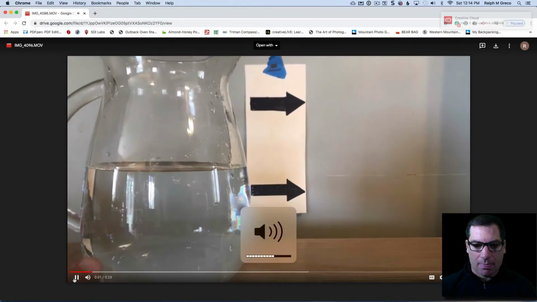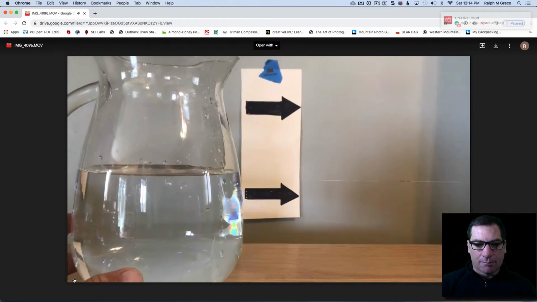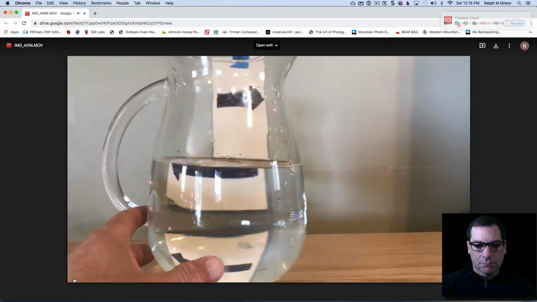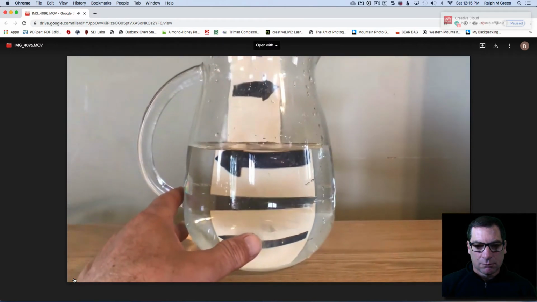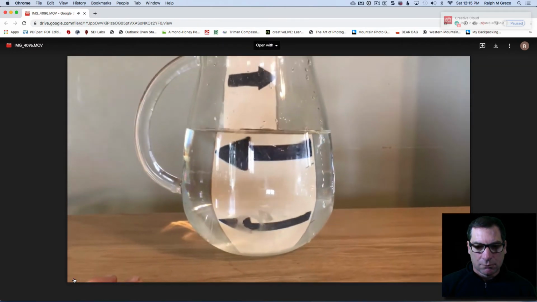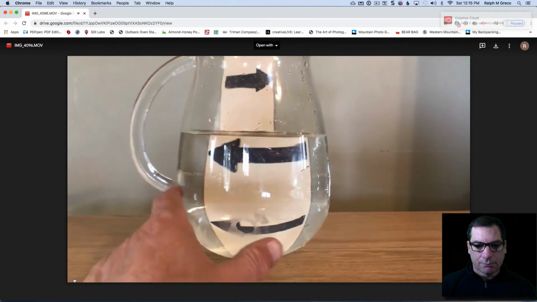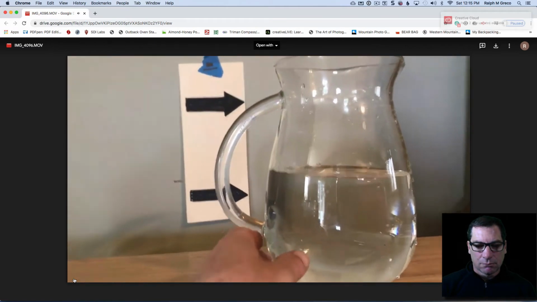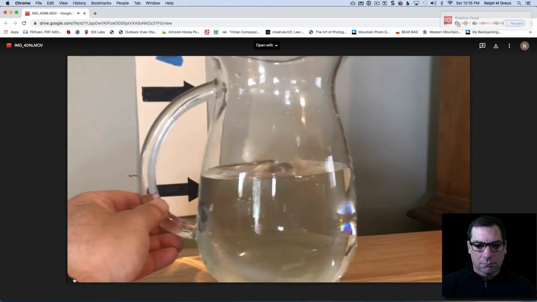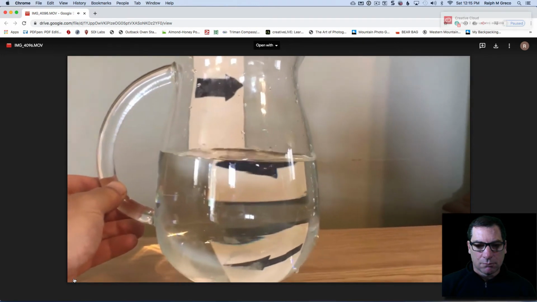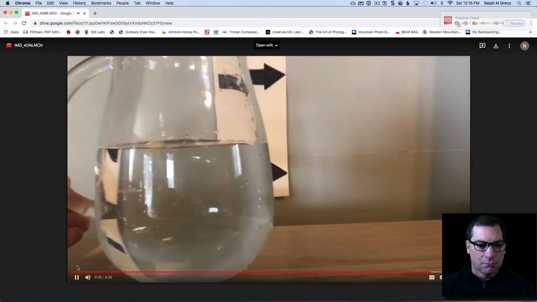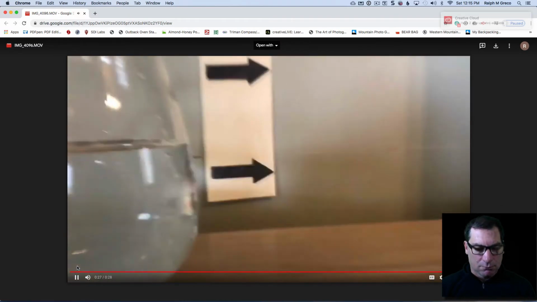Two arrows pointing in the same direction, pitcher of water. Watch what happens when I slide the pitcher in front. Watch the bottom arrow. The bottom arrow now has switched direction, as you can see. And then of course I'll keep sliding it back. It goes back to its regular direction. Let's do that again. Come back. A little magic trick for you.